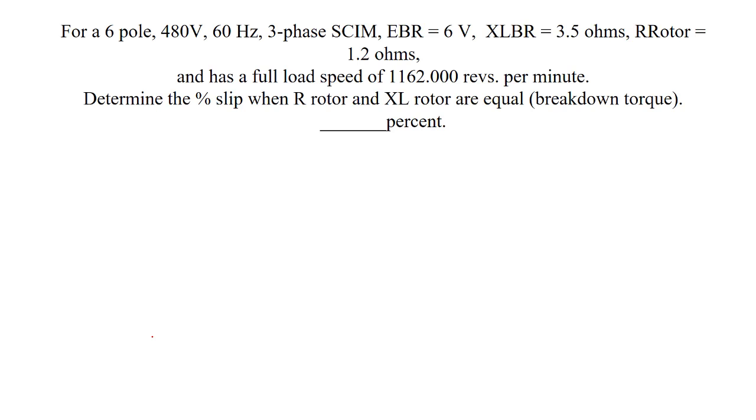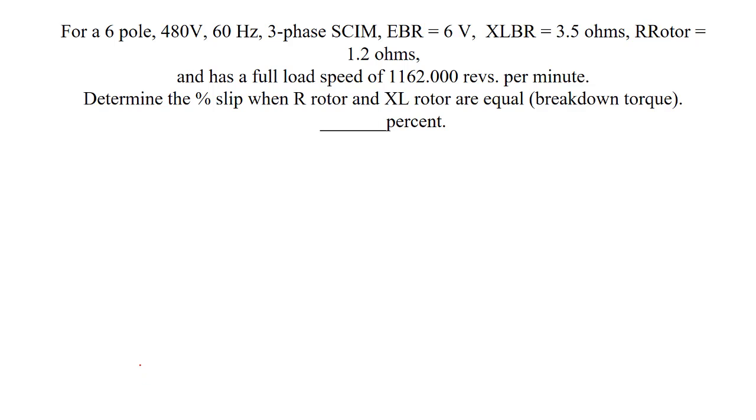So we've got a 6-pole, 480 volt, 60 hertz, 3-phase squirrel cage motor. Our E blocked rotor is 6 volts. XL blocked rotor is 3.5. The R of the rotor is 1.5 ohms. And it has a full load speed of 1162 RPM. It says determine the percent slip when R of the rotor and XL of the rotor are equal. And we call that breakdown torque. So what percent slip is that?